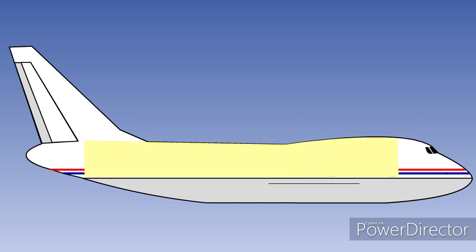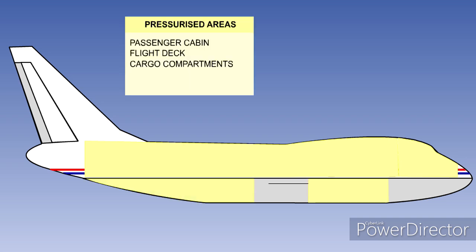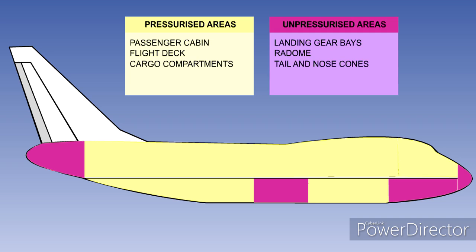The passenger cabin, flight deck, and cargo compartments are normally pressurized. The landing gear bays, radome, and the tail and nose cones are unpressurized.